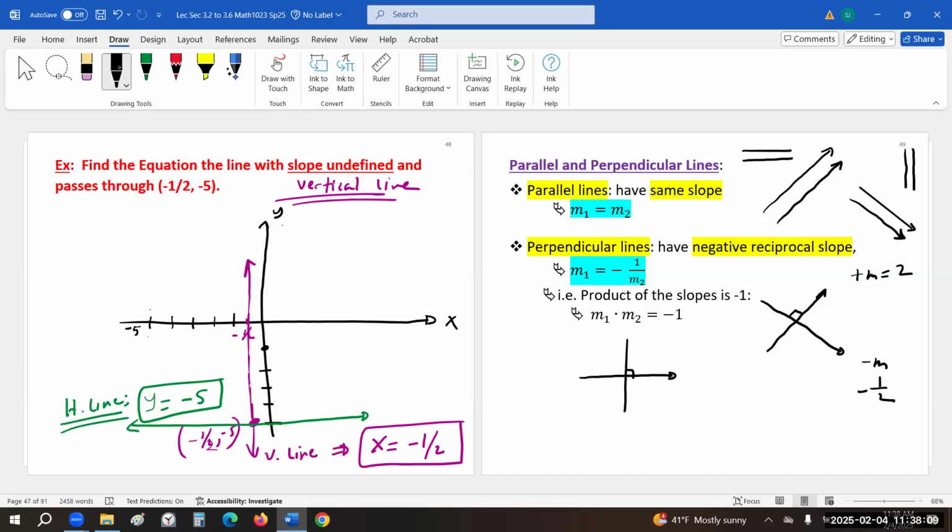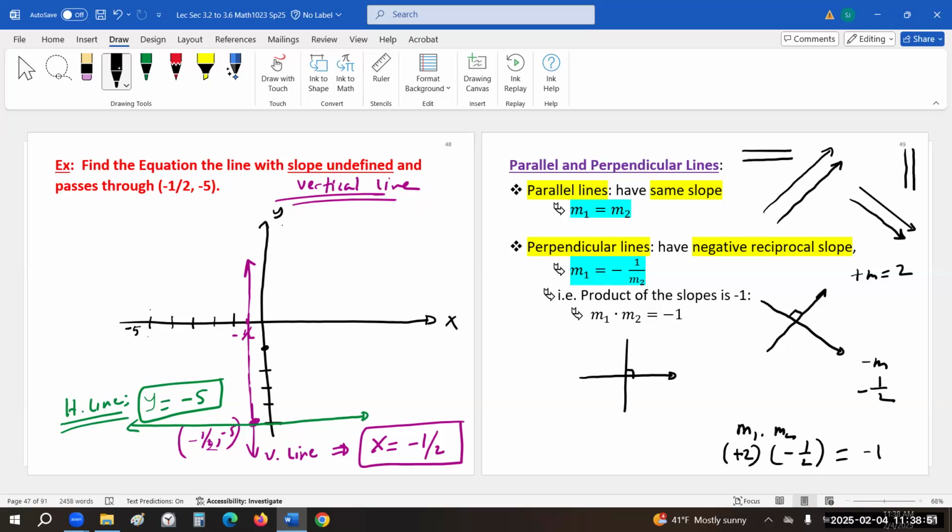And if you multiply them, m1 times m2, we have +2 times -1/2. What is half of 2? 1. And what is plus times minus? Plus times a minus, negative. So see, if you multiply these two slopes, what's the result? -1. So that's the interesting thing. If you multiply the slopes of two perpendicular lines, the product is always -1.